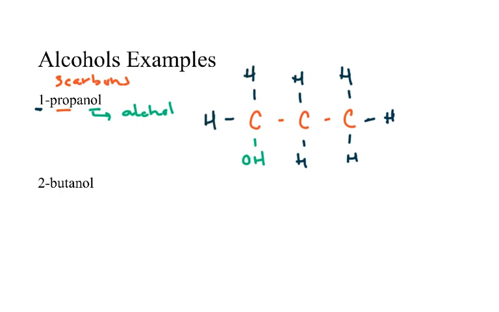Right, so this is a primary alcohol: the carbon that the OH is bonded to is attached to only one other carbon. So let's look at our butanol. But means 4, and our alcohol is going to be on number 2. So let's draw our parent chain. 1, 2, 3, 4. We were told that our alcohol is on the 2nd carbon. So again, we'll go right here. And then we'll fill in our H's here.